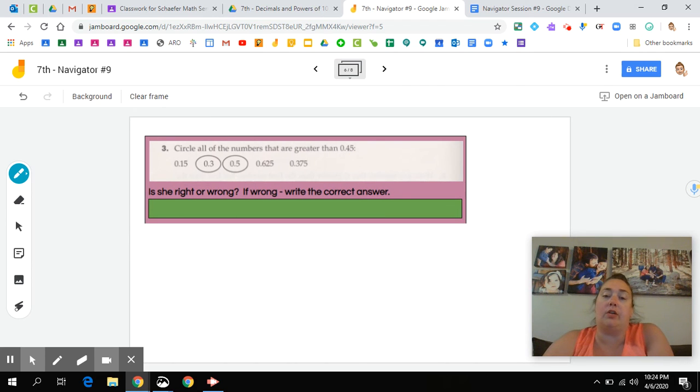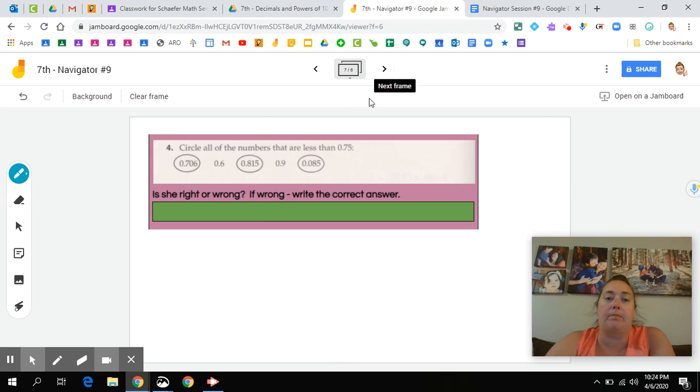Circle all the numbers that are greater than 0.45. So this has a 4 in the tenths place. A 1 in the tenths place, nope, that wouldn't be bigger. Oh, a 3 in the tenths place, that would not be bigger. A 5 in the tenths place, yeah, she got that one right. A 6 in the tenths place, yep, that's bigger than 4. But a 3 in the tenths place, no, that's not bigger. So it looks like she got one wrong. She missed this one and got this one correct. So you could write about that.